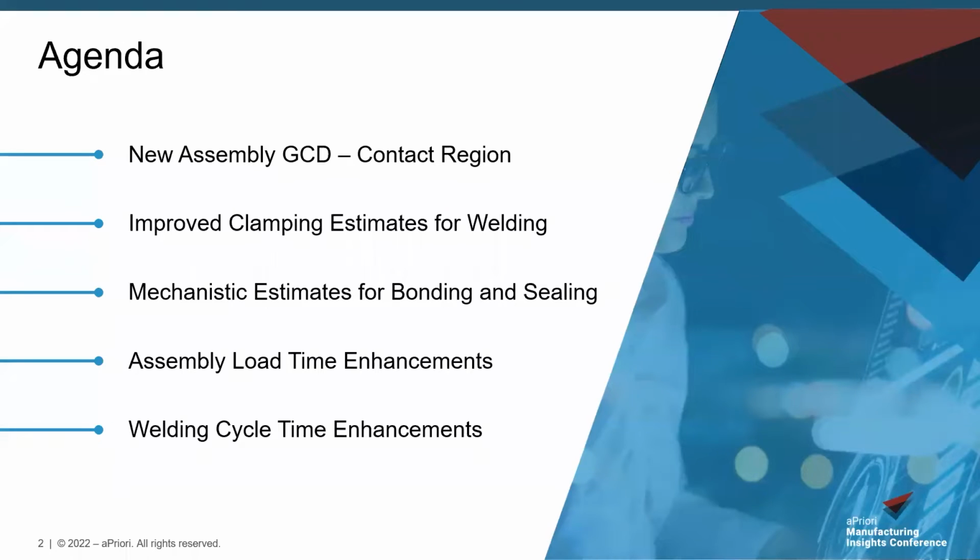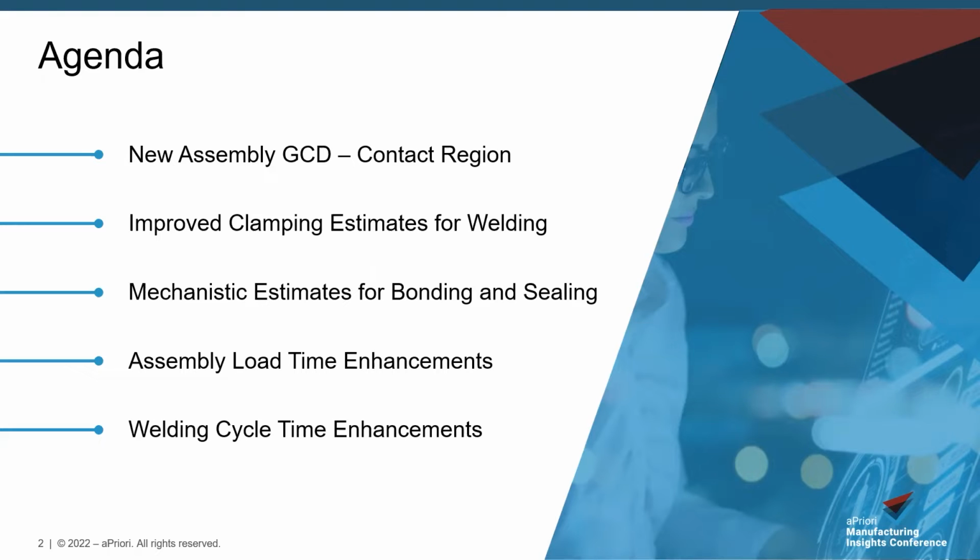So today we'll cover the introduction of the contact region GCD, which is a new geometric cost driver in the assembly process group, which detects where parts are in contact with each other. We'll have a look at how we've used these contact regions in 22.1 to improve our cycle time estimates for clamping, and then how we're also using the information they provide to give us some more mechanistic estimates for the adhesive bonding and the sealing operations.